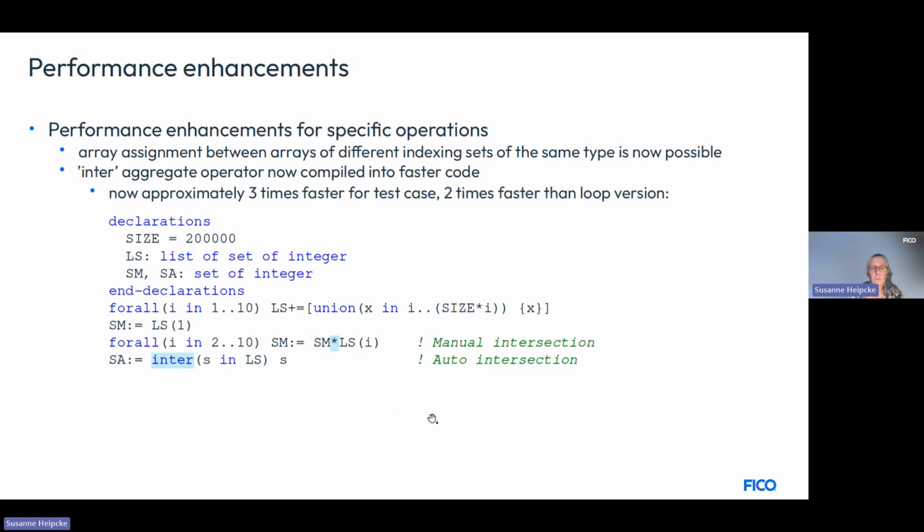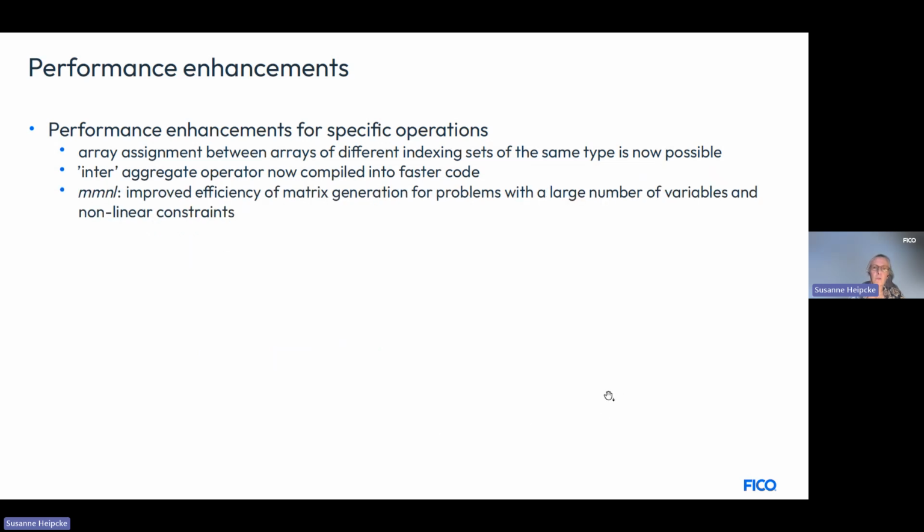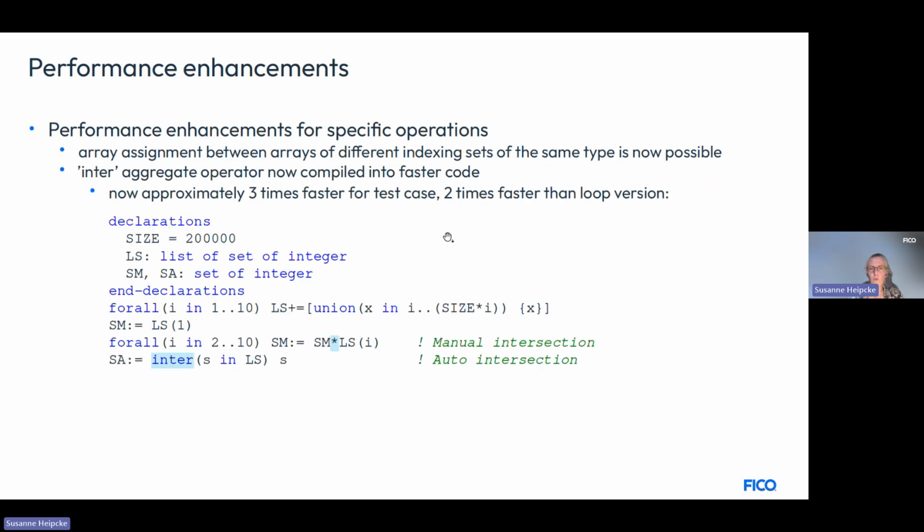I have another enhancement here. This is the set intersection operator. Well, you can have manual intersections written like this, or you use the intersection operator. So this is for an intersection between several sets at a time. So here, for a specific test case, this turned out to be about 3 times faster.